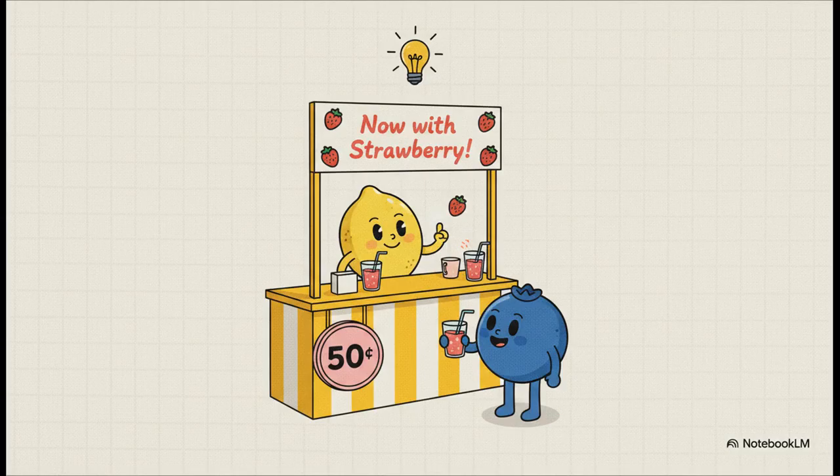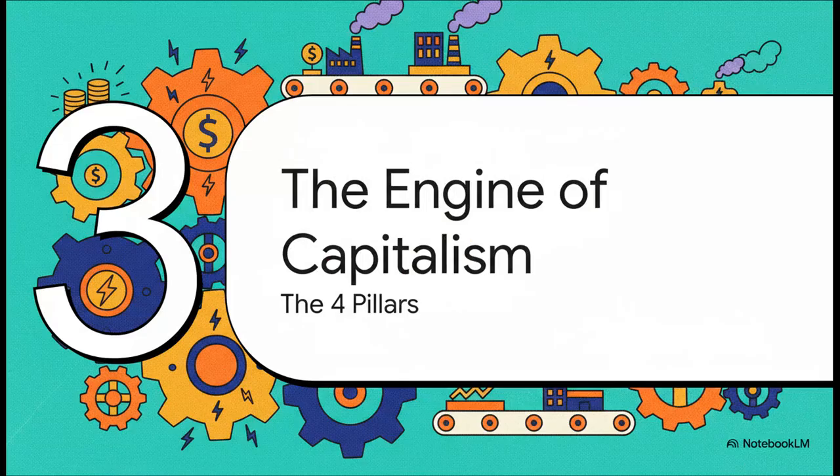And this little lemonade war shows you the power of competition perfectly. To stay in business, you have to respond. It forces you, and every other business out there, to step up your game. You've got to improve your quality, lower your prices, and innovate. Maybe you add a cool strawberry flavor, who knows? And who's the real winner in all this? The customer. Every single time. So that lemonade stand, it's like the whole system in miniature, right?